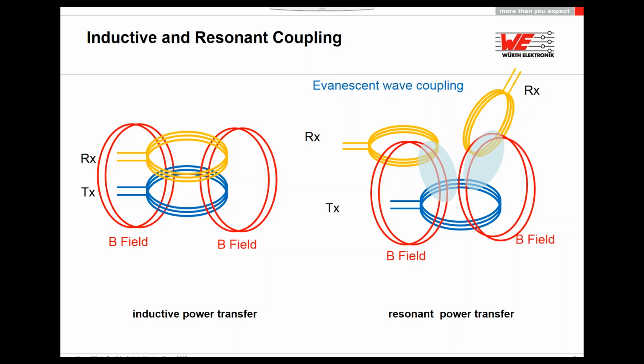On the other side, resonant power transfer allows the possibility to charge multiple devices at the same time, and the distance between the coils is possible up to 40 to 50 millimeters. But when it comes to this technology, the compromise or drawback is lower efficiency compared to inductive power transfer.